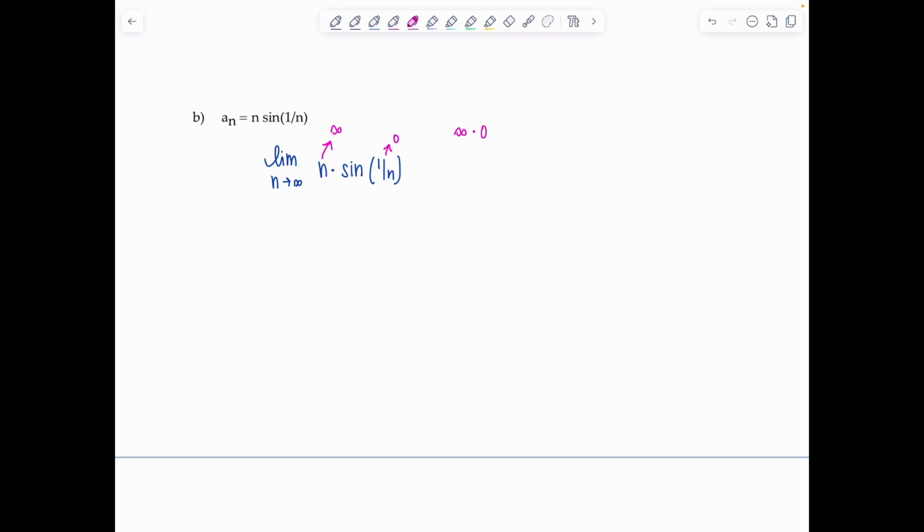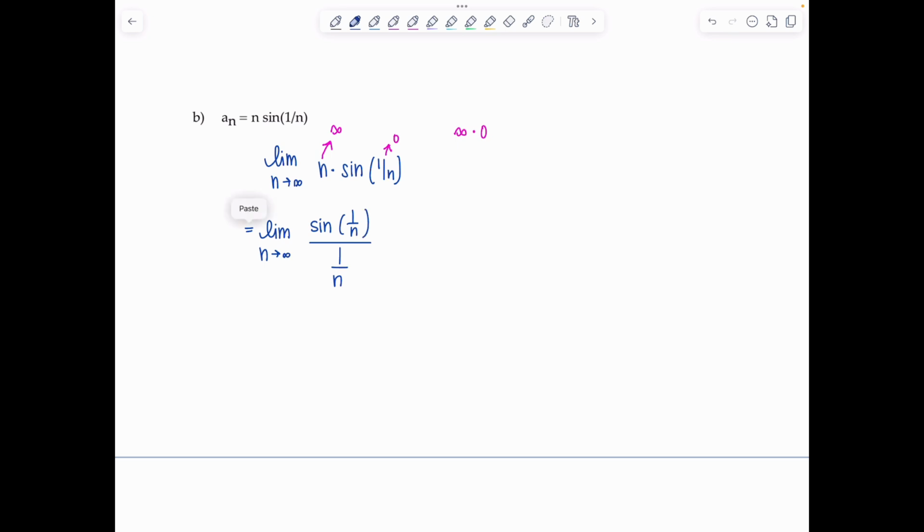So in this case, our previous technique won't work here because we don't have some rational expression. So what we're going to do is cleverly rewrite what we're trying to find the limit of. And I'm going to do this by taking the n that's being multiplied out front and moving it into the denominator. It would now become 1 over n if I flip it down there.